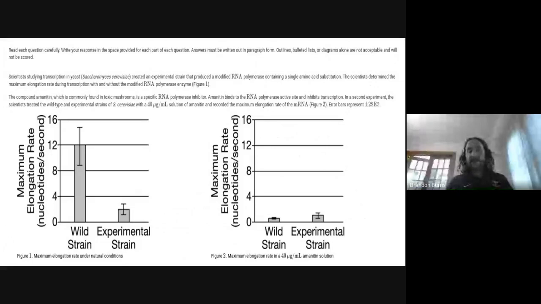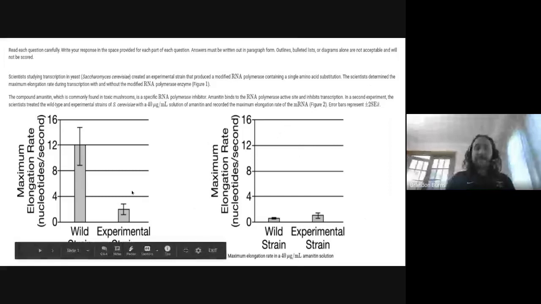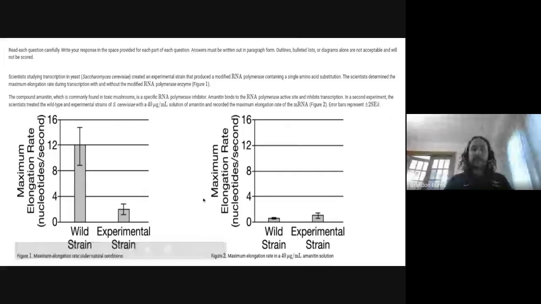So this is a long FRQ question. This question should have taken you about 25 minutes to answer. And they begin by outlining 2 different experiments. In the first experiment, we see the rate of elongation. Now, if you don't know what that is, essentially it's the rate at which RNA polymerase creates an mRNA strand. The elongation is the elongating of the strand of mRNA.